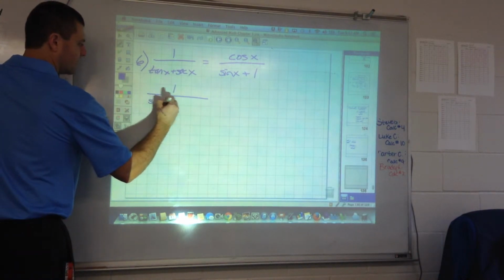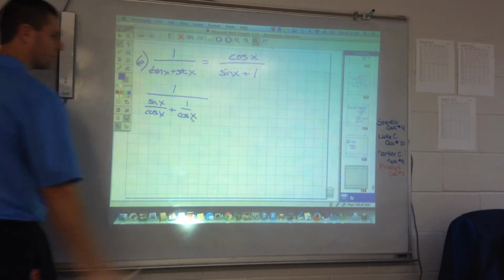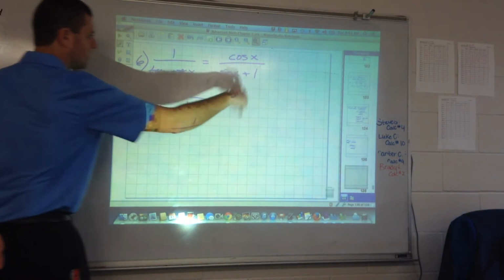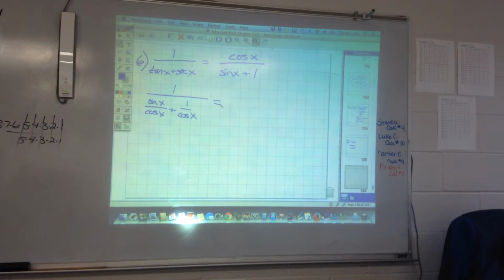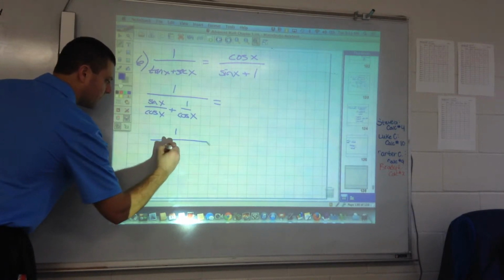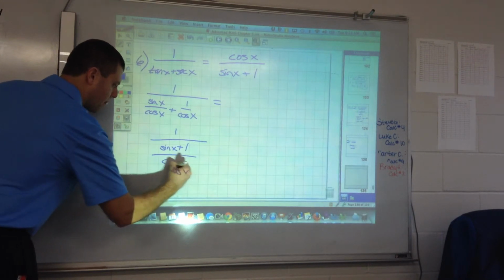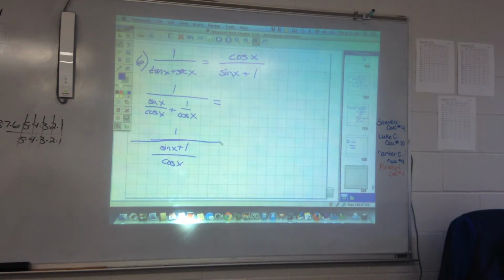So I get sine x over cosine x plus 1 over cosine x, right? Equals that. What's the nice thing about those two fractions? They both have the same denominators. They have a common denominator, so could I write it as one fraction? Yeah. So what would that fraction be? Sine x plus 1 all over cosine x.